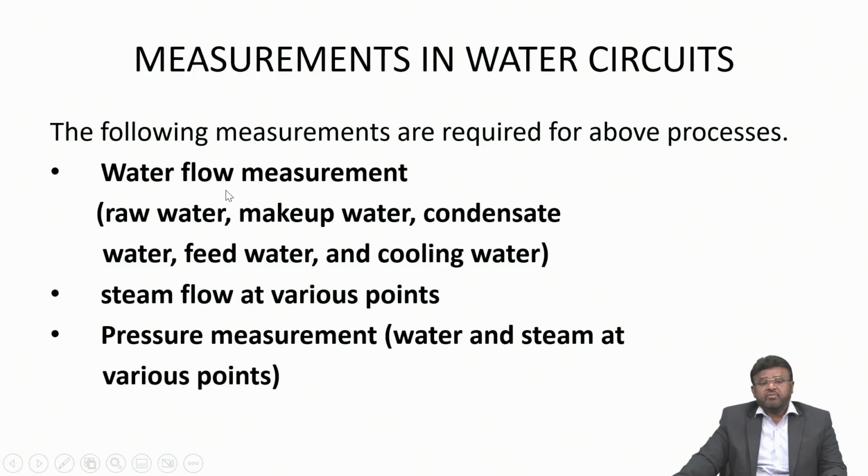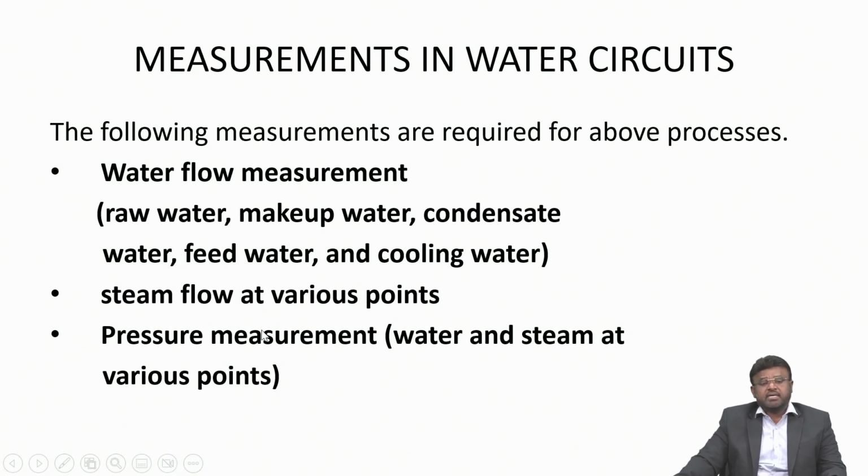In addition to that, we have water flow measurement, because we have different types of waters associated with these circuits. Raw water is one, another one is makeup water, condensate water, feed water, of course we have studied, and the cooling water. The purpose of this cooling water is to obtain the condensate water from these turbines. By sending the cooling water, we will get the condensate water. Upon mixing this condensate water with the raw water, we will have makeup water also. So that is another study related to these types of waters.